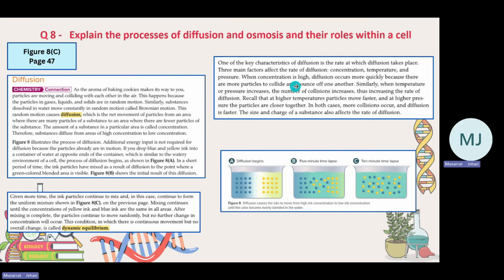When concentration is high, diffusion occurs more quickly because there are more particles to collide and bounce off one another. When temperature or pressure increases, the number of collisions increases, so the rate of diffusion increases. Higher temperature, particles move faster. Higher pressure, the particles are closer together. In both cases, more collisions occur and diffusion is faster. The size and charge of the substance also affect the rate of diffusion. So mainly three: concentration, temperature and pressure, but size and charge can also affect the rate of diffusion.